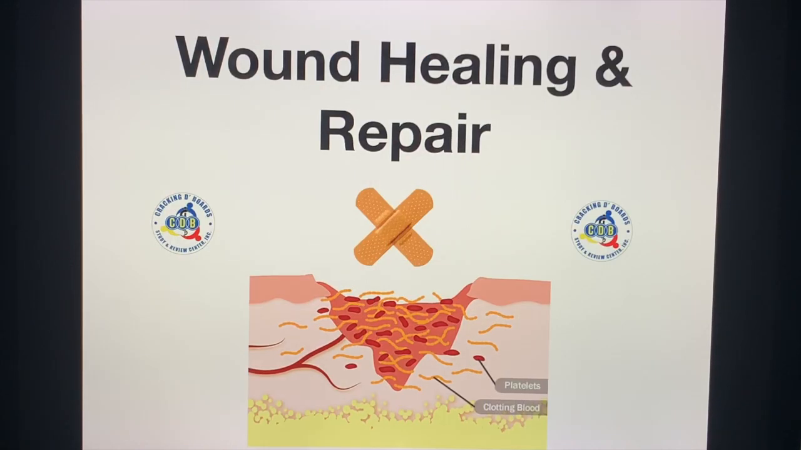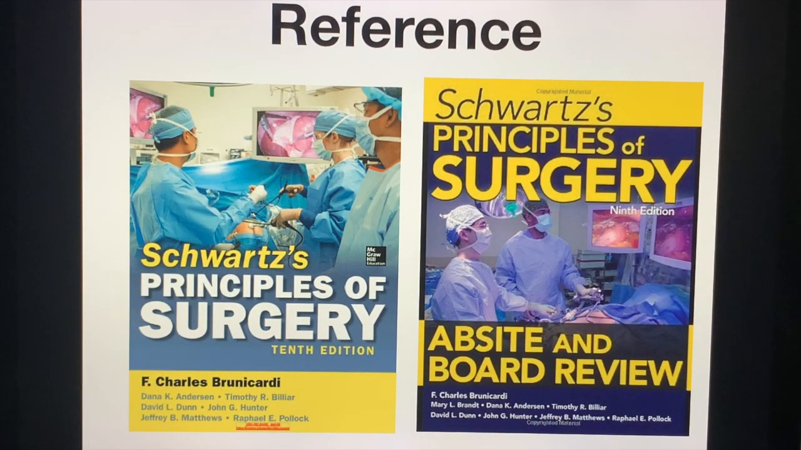For this short video, we're going to go over some surgery pearls regarding the chapter on wound healing and repair. These are the two major references I'm using for this video: Schwartz Principles of Surgery, both the 10th edition, actually the 9th edition also, as well as the ABSITE board review.